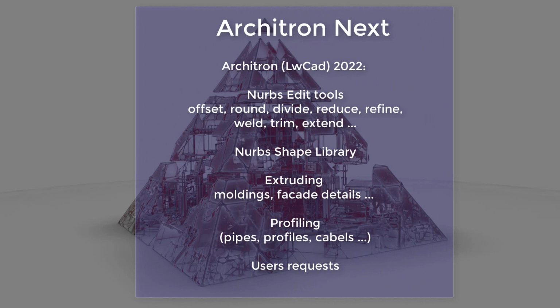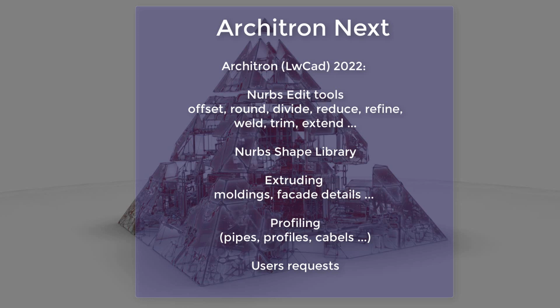Architron NEXT. In this chapter I want to show you what you can expect from the next version of Architron, which will be released probably sometime around early next year, probably with the release of the next Cinema version. So you can expect the next set of Nurbs edit tools for offset, round, divide, reduce, refine, weld, trim and extend. So you will get a complete set of edit tools on Nurbs curves, and the toolset will become really powerful with these tools. You can expect also a Nurbs shape library system for storing 1D, 2D shapes.